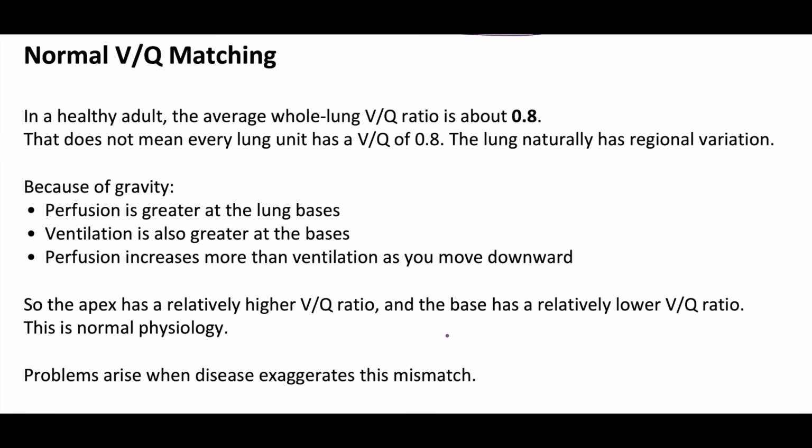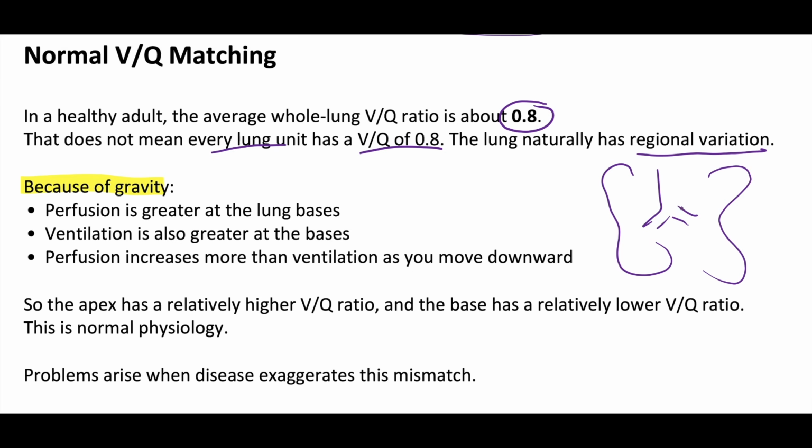So normal VQ matching in a healthy adult is a ratio of about 0.8. The number matters less, but it's decent just to contextualize it in your brain. And the reason it's 0.8 is that not every part of the lung has a standard VQ match. The lung naturally has regional variation, and that's mostly because of gravity. Okay, if we draw a lung unit here, these are two lungs, here's your trachea, bronchi, right? There's going to be different perfusion and ventilation in different parts of the lung. And the lung bases tend to get the most perfusion and the most ventilation.